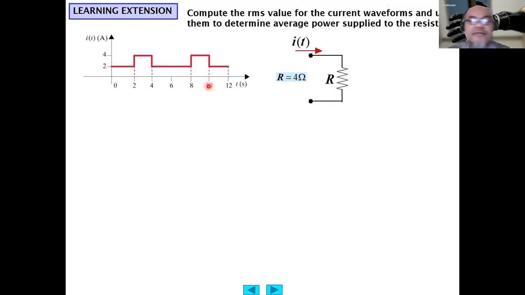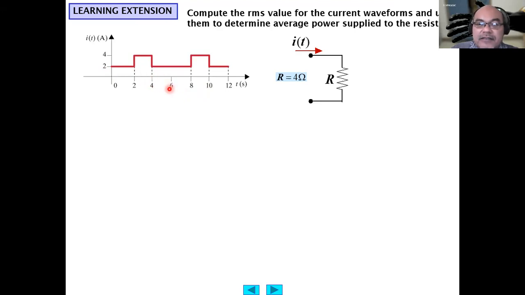Another example now. Here we have a pulse waveform. From 0 to 2, it is 2 ampere. From 2 to 4 seconds, it is 4 ampere. Then from 4 to 6, it is 2 ampere again. So we know that the period is 6 seconds.